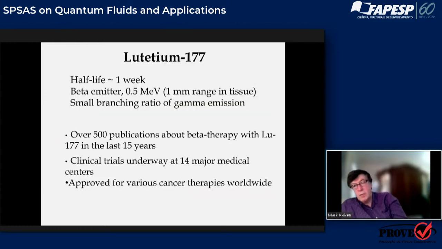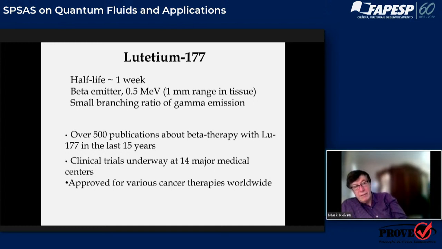And the isotope that's going to solve these problems is lutetium-177. Perhaps you haven't heard of it. Lutetium is a lanthanide in the periodic table. It's exactly to the right of ytterbium, which most of you have heard about.